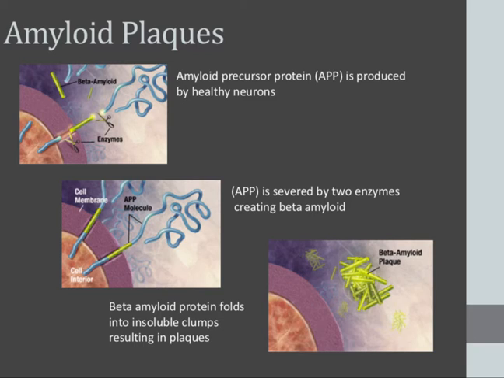A protein called amyloid precursor protein, APP, is produced by healthy neurons, and it can be seen up here. APP is going to be severed by two enzymes, beta and gamma secretase, and the process creates this short sticky protein called the beta amyloid protein. Instead of dissolving in the fluid that surrounds the brain and surrounds the neurons, in the Alzheimer's brain, these beta amyloid proteins fold up into these insoluble clumps, and they result in amyloid plaques on the surface of the neuron. You can see those right here.